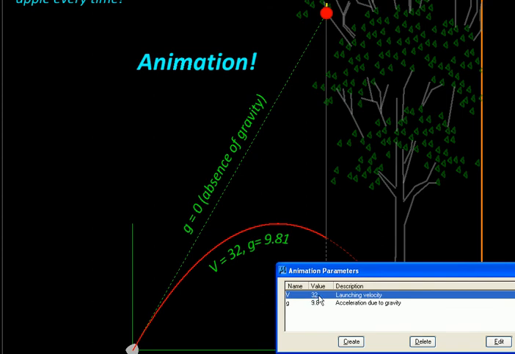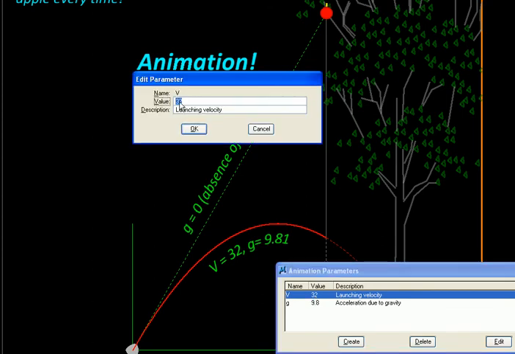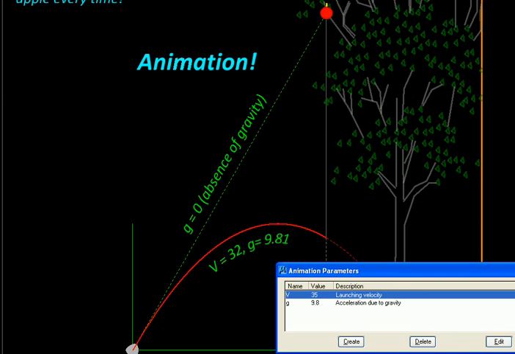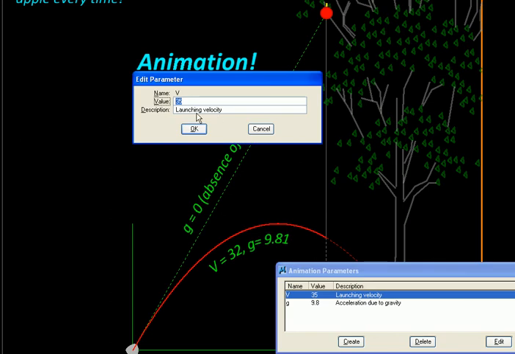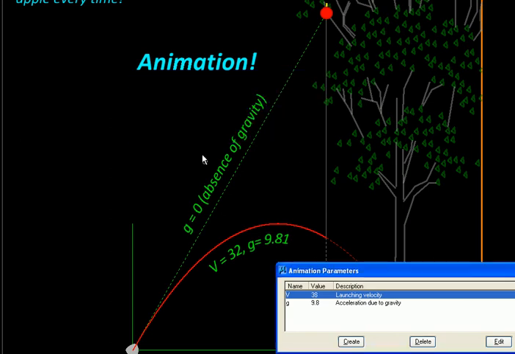Let's check. We will change the velocity this time. We will launch the stone faster. Say instead of 32, let's make it 35 and try this again. This time the stone will rise higher, of course, but the result is the same. It still hits the apple. In fact, we can keep trying different velocities. Say instead of 35, we could even try 38 or something and still get the same result there.